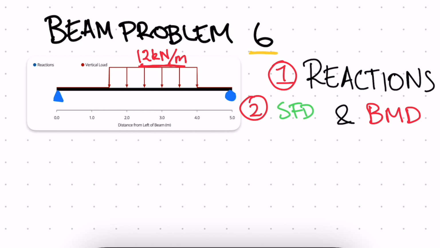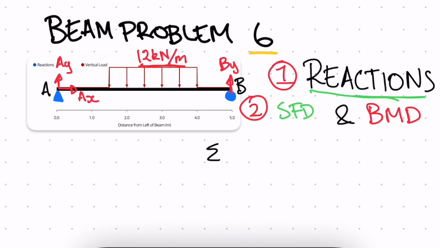So first thing, we can find our reactions. Let's call this point A and this point B. For our pin we're going to have AY and AX, and for our roller we only have a BY. So from here, we can write our equilibrium equations.